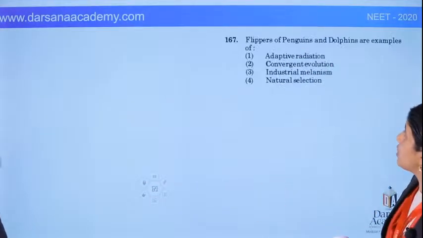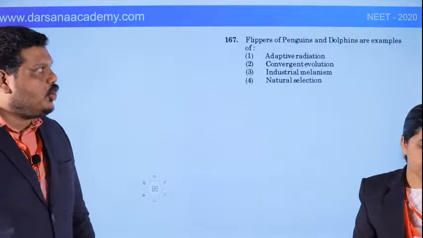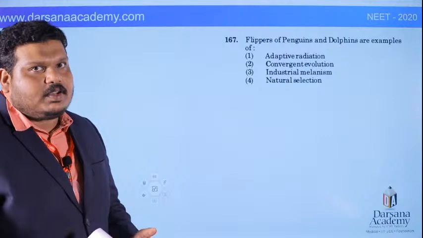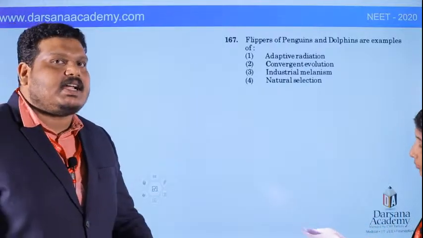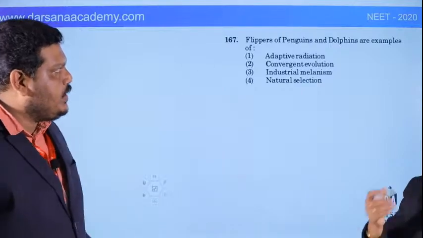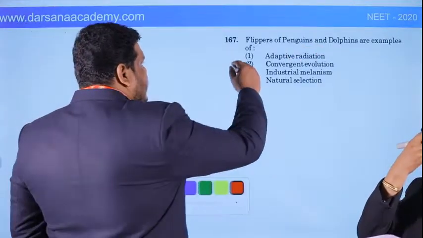And what about the next question? Flippers of penguins and dolphins are examples of analogous organs. As you know, analogous characteristic features always arise through convergence in evolution. So option number 2 is the answer, convergent evolution.